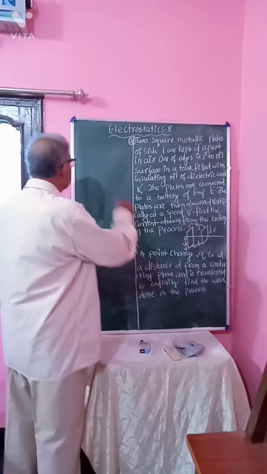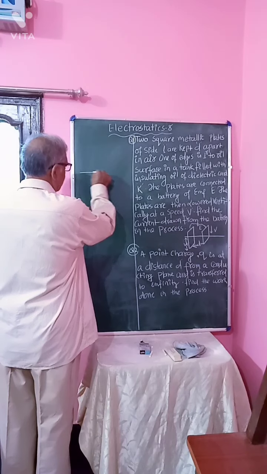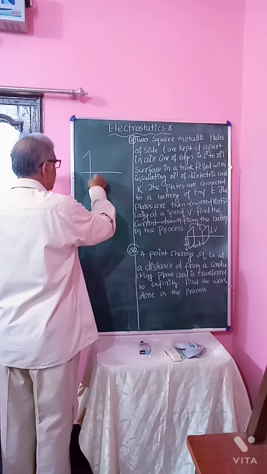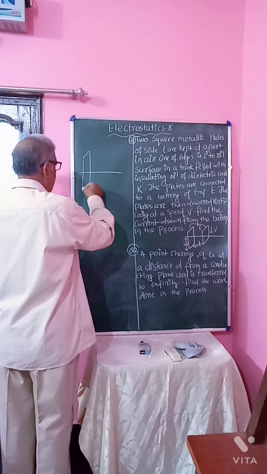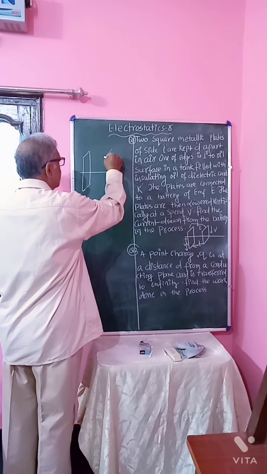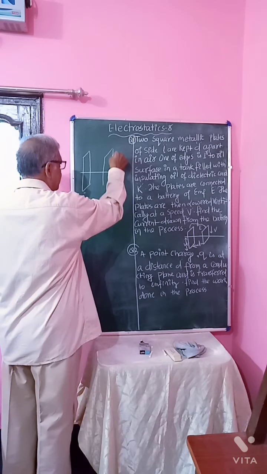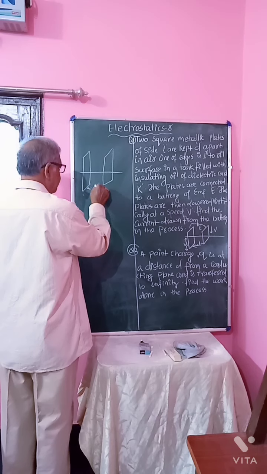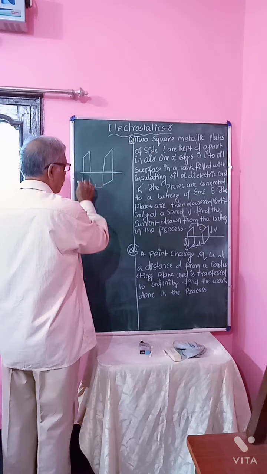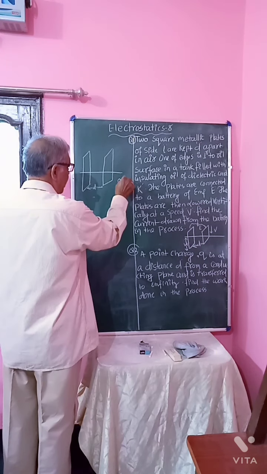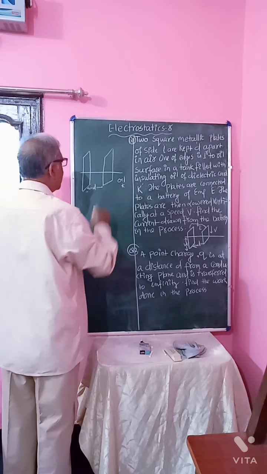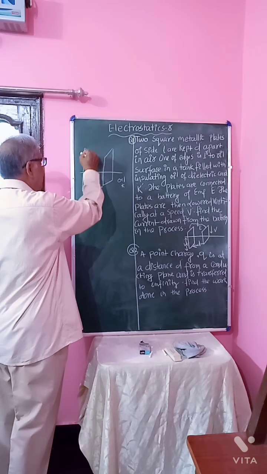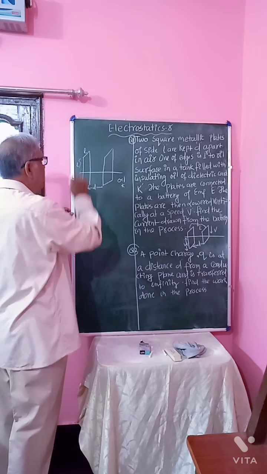Now, let us try the solution. This is the tank and the parallel conducting plates are here, separated by a distance D. Now this is oil. Oil has dielectric constant K. Now the length of each side is L. This is L.